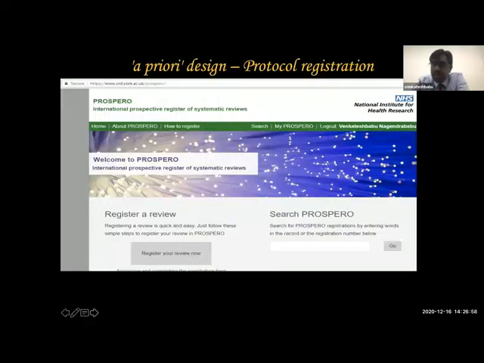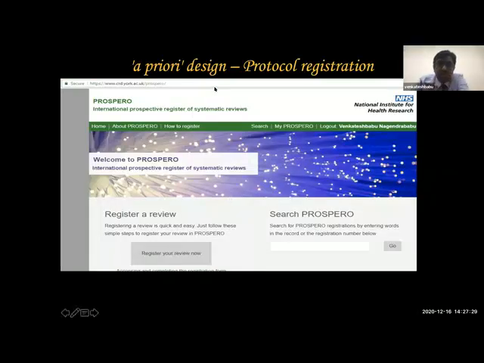This is one of the popular databases, something called PROSPERO. But again, it is not mandated to register only in this database. You have lots of databases today to register your systematic review, but this is a little bit popular. First, you have to go to this particular website. This page looks exactly like this. Here you have to create your account. This is a very simple process.